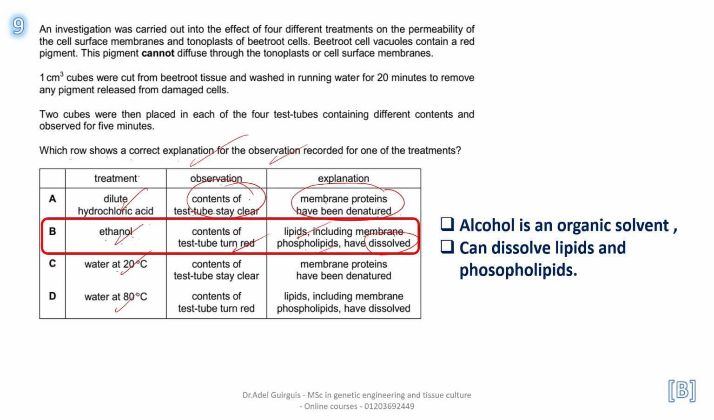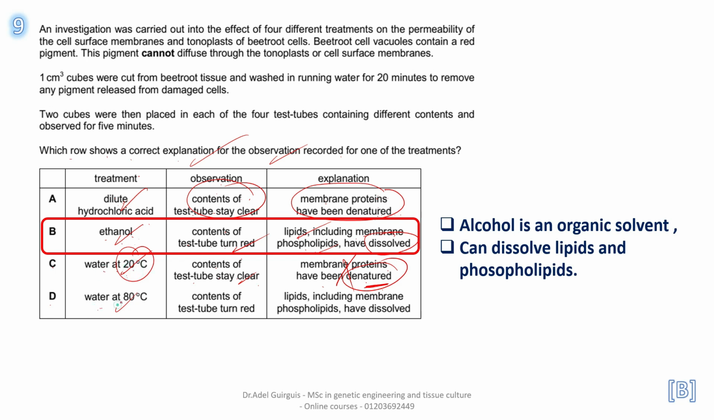Let's check letter C and D. If we place beetroot in water at 20 degrees Celsius, the contents of the test tube stay clear, right? Membrane proteins have been denatured. How come? How did this treatment cause denaturation of cell surface protein? This is a wrong explanation. It stays clear because the cell membrane is intact, healthy, not affected by water at 20 Celsius.